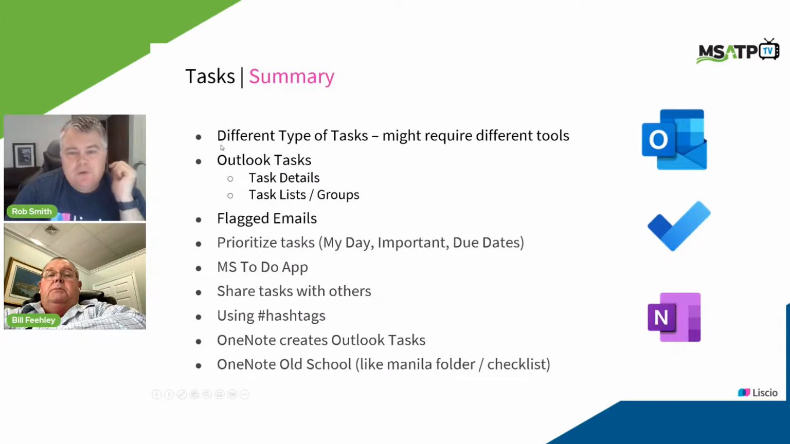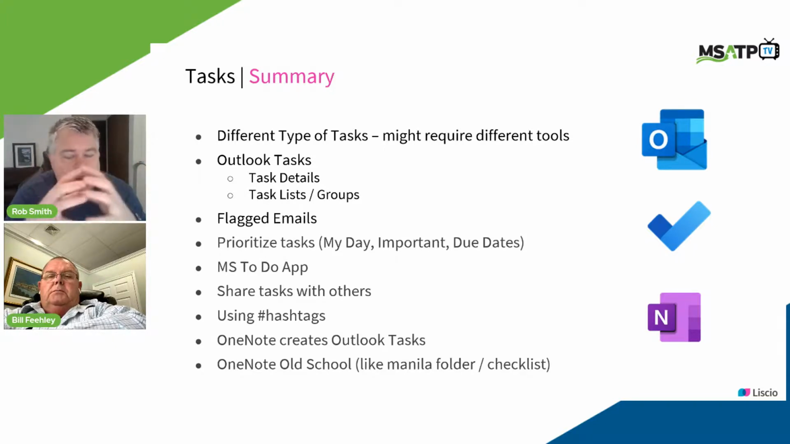So think about this. Today we talked about how different types of tasks may require different kinds of tools. Think of a spoon versus a fork. We talked about Outlook tasks, and task details, and where we can group them into different lists and groups. We talked about flagged emails: when you flag an email, what happens to it, and how you can not just flag it but prioritize it and make steps. We talked about how you can prioritize your tasks.